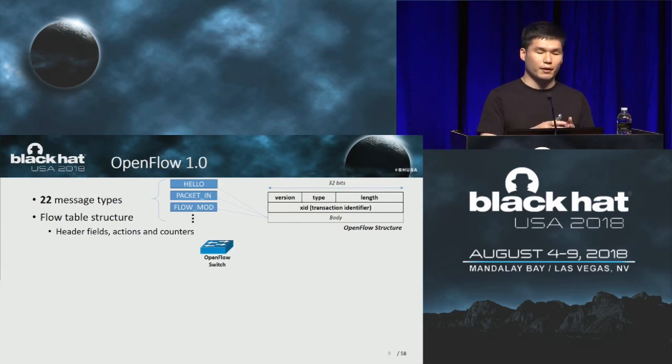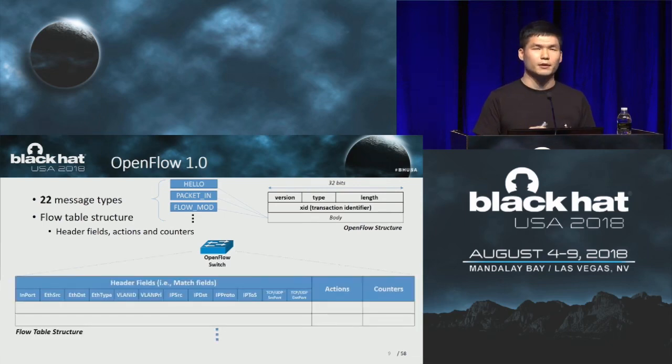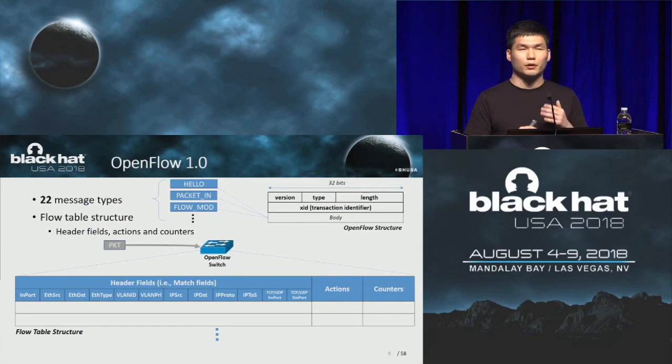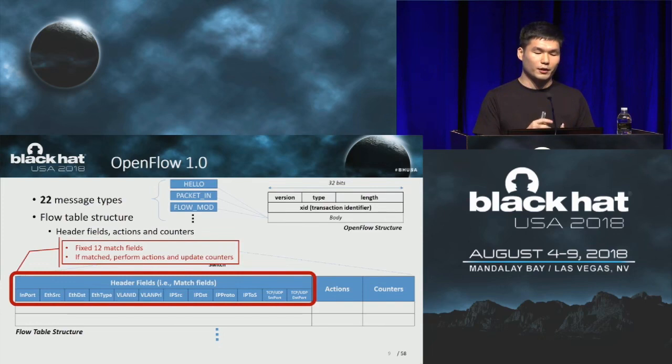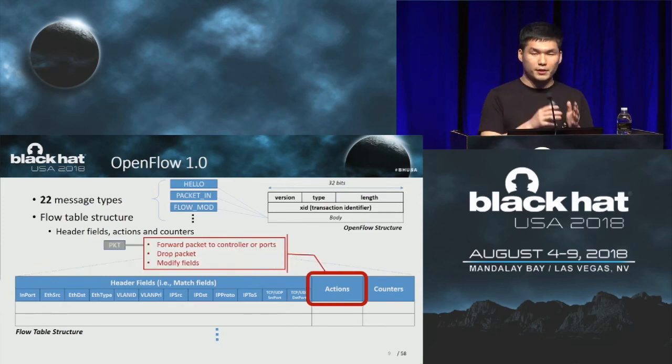So in OpenFlow 1.0, there are 22 message types in total. And in the case of the OpenFlow switch, it consists of a flow table and handles the incoming packets in three steps. First, when a packet arrives at the switch, it looks up the flow rules in the table by looking up header fields such as in port, Ethernet type, IP addresses and so on. If the packet is matched to a specific flow rule, any actions for that flow rule are performed on the packet.